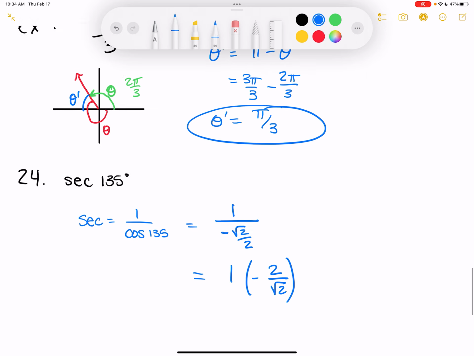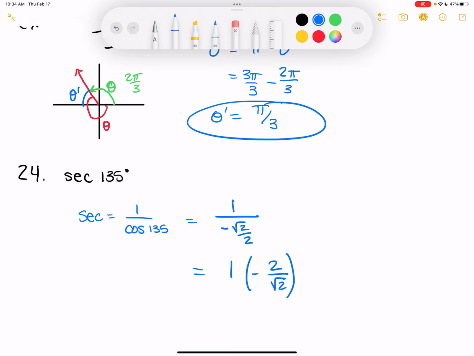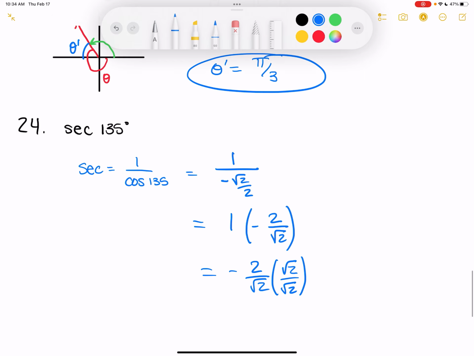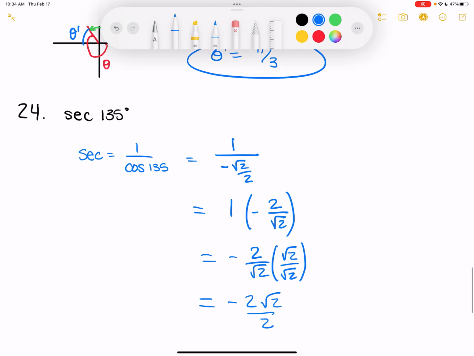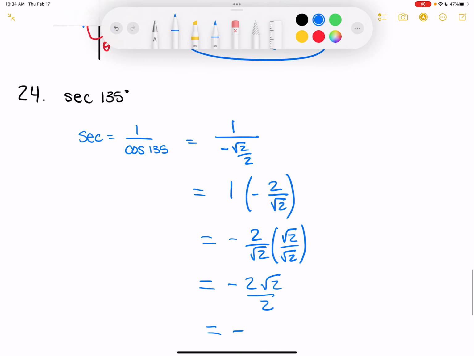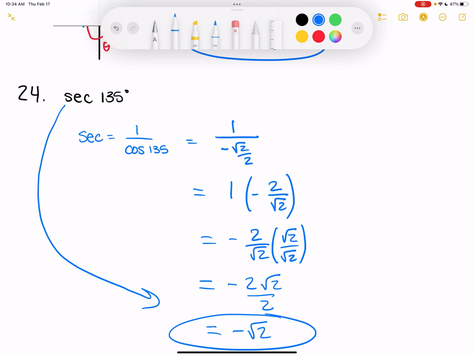All right. So then obviously 1 times all of that is just the stuff that's left over. But what's the problem? There's a square root on the bottom. You can't have a radical on the bottom, so I need to multiply by the square root of 2 over square root of 2. And so then I'm left with minus 2 root 2 over 2, which is minus the square root of 2. So the secant of 135 degrees is equal to minus the square root of 2.